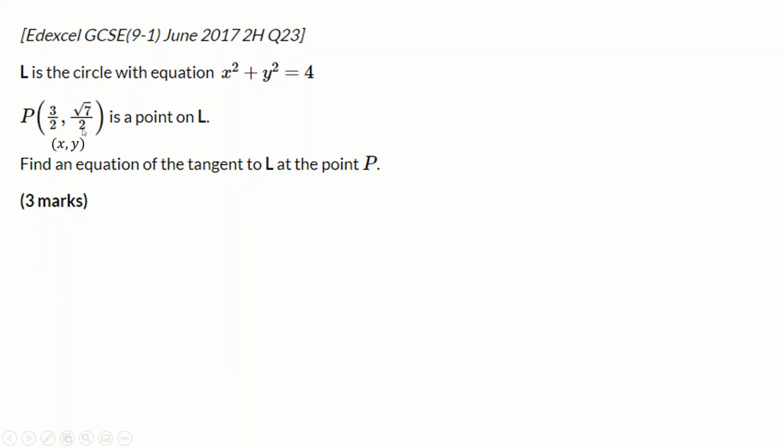That's the y coordinate, probably wouldn't bother to write it down. Just literally replace one of the x's with 3 over 2 and one of the y's with root 7 over 2, and the answer will be 3 over 2 x plus root 7 over 2 y equals 4. That is the equation of the tangent. There is absolutely nothing else that's necessary to be done.